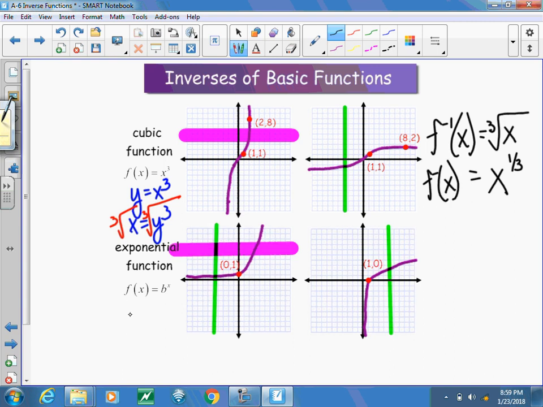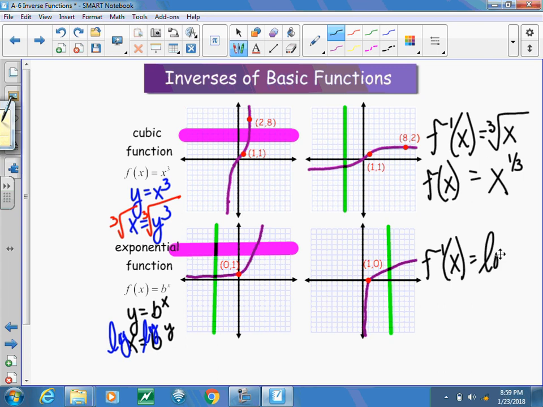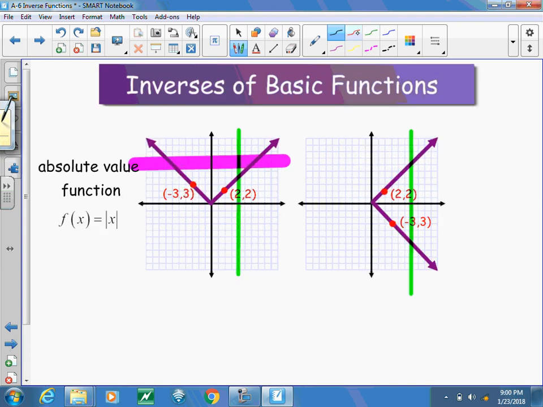When you talk about exponential ones, so y is equal to b to the power of x. Here's where, in order to solve for x, if this is x equals b to the power of y, you may recall that we would have to take the log of both sides because you've got to get that exponent down. And so here, the inverse function of your exponential is going to be the log base b of x. So now hopefully you can see how these are working together. Now the one thing here is that the absolute value does not have an inverse. We do not do anything with restricting the domain like we do with the quadratic one for this.